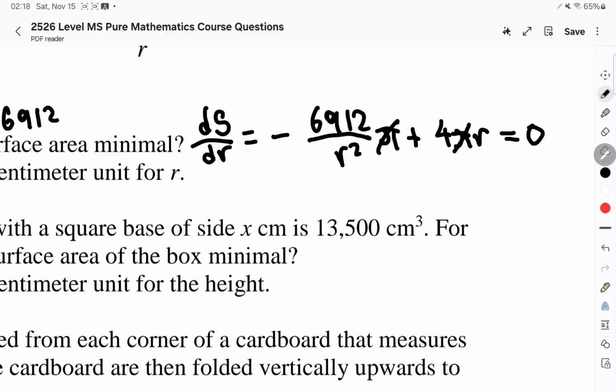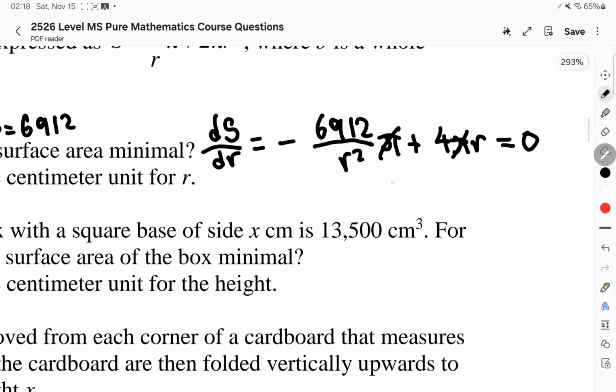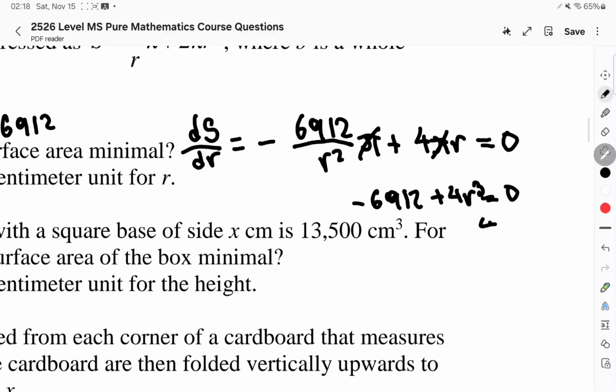I have to cancel the pi, so I can just divide both sides by pi, and then I can also multiply both sides by r squared, so I get minus 6912 plus 4r cubed is equal to 0. Then 4r cubed is equal to 6912, and to get r cubed I must divide 6912 over 4. I get r cubed is equal to 1728, and the cube root of 1728 is 12. R is equal to 12.